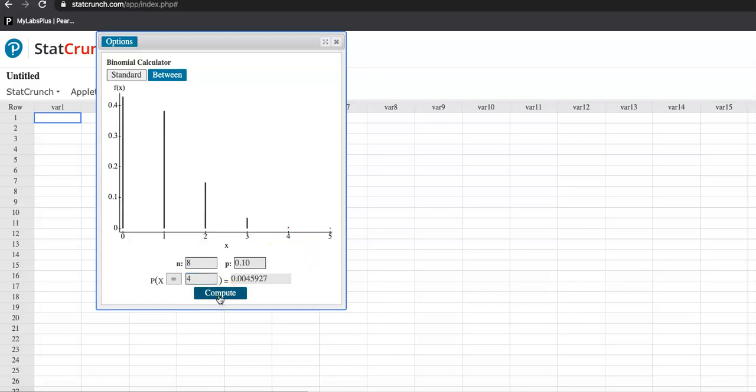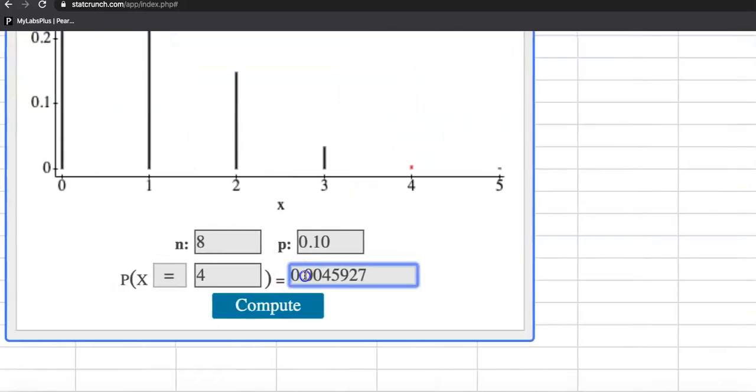So the correct answer should be, it's very small, but I noticed that your MyMathLab homework also gets some of these very small probabilities that you're going to have to round. The answer that you should have gotten is 0.0045927. There was no rounding rule, so I will just write the whole thing down. And if you're on the exam, you can do that too.